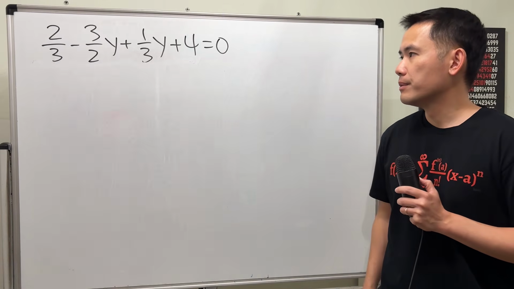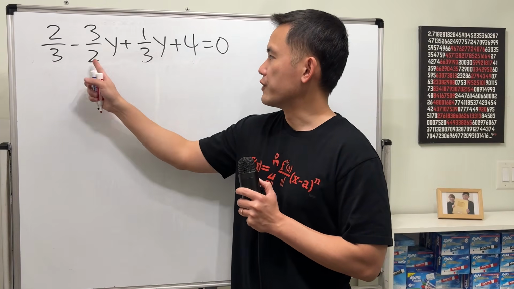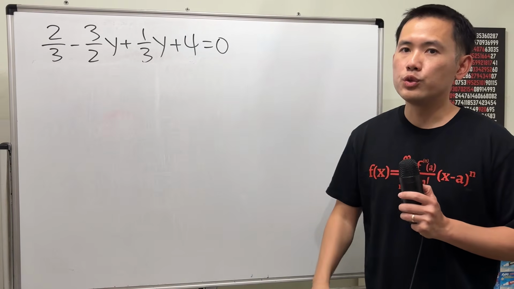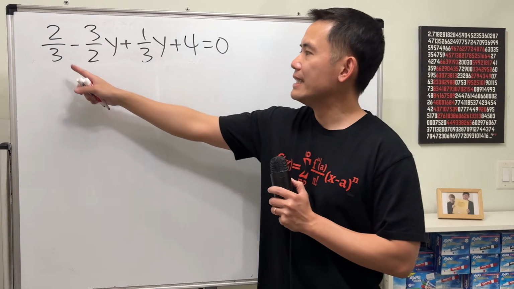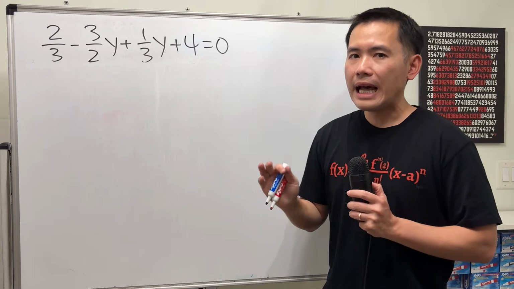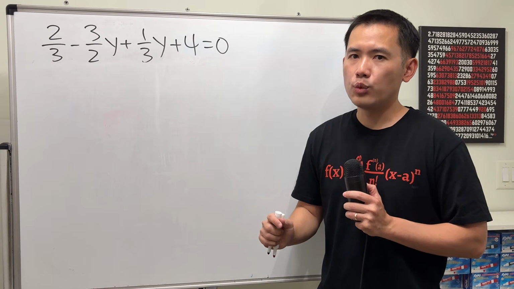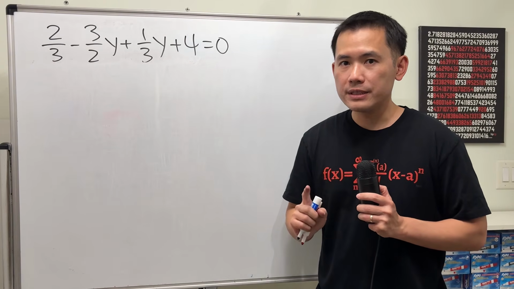Okay, let's have a look. So we have an equation with fractions. Here's what you want to do first. We can multiply every term by the lowest common denominator. That way we can just get rid of the fractions right away. So I wanted to show you that first.